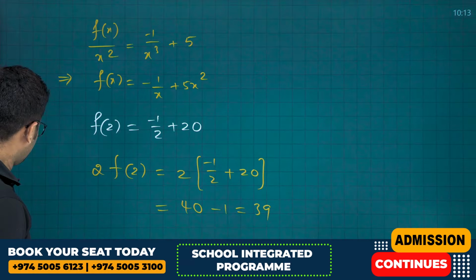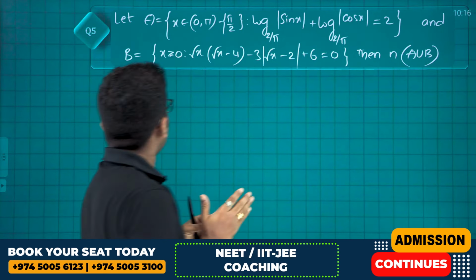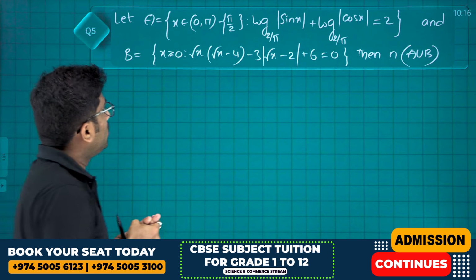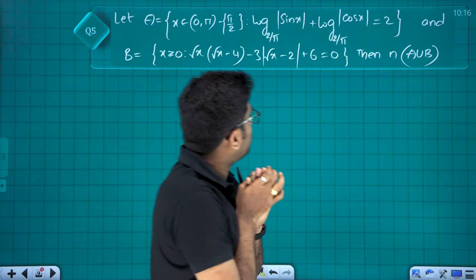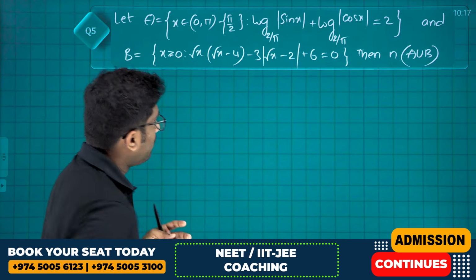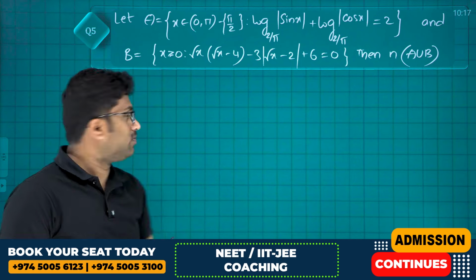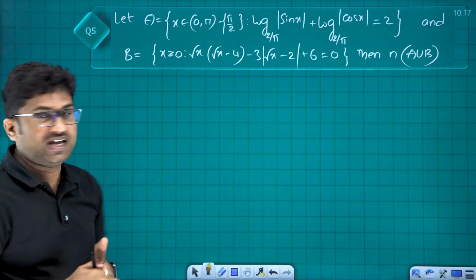Next question. Let A be the set of x belonging to the open interval 0 to pi, minus pi by 2, such that log mod sin x to the base 2 by pi plus log mod cos x to the base 2 by pi is equal to 2. And one more equation they have given, then find the number of elements in A union B. First let's try to simplify our set A and set B.